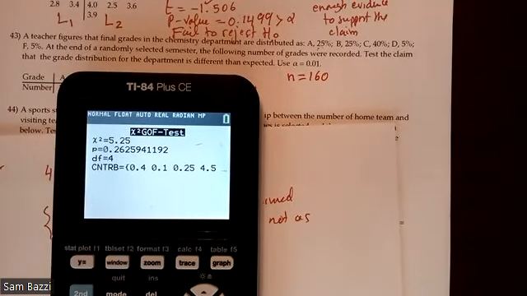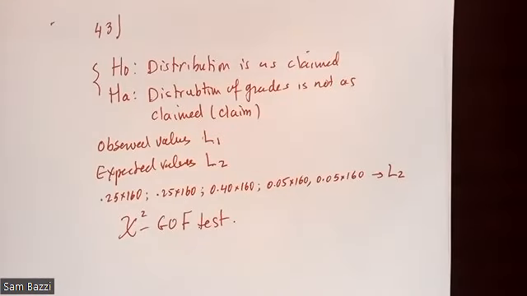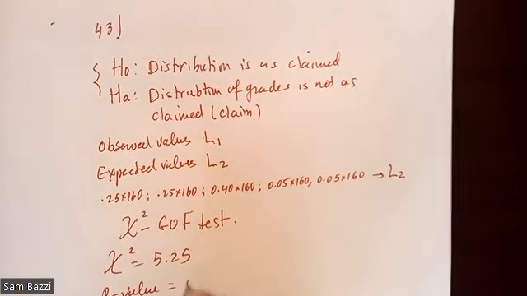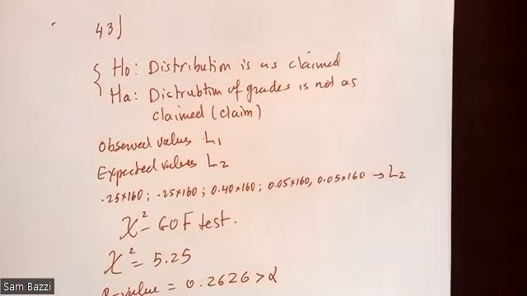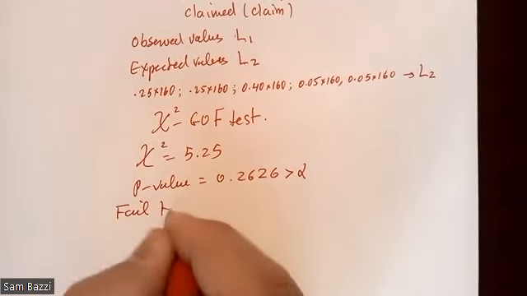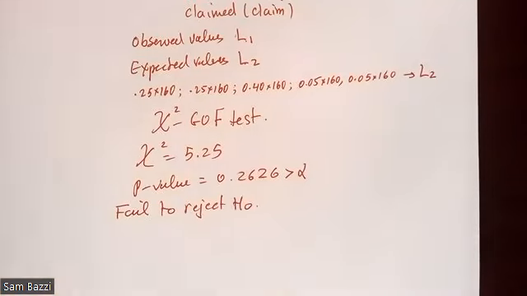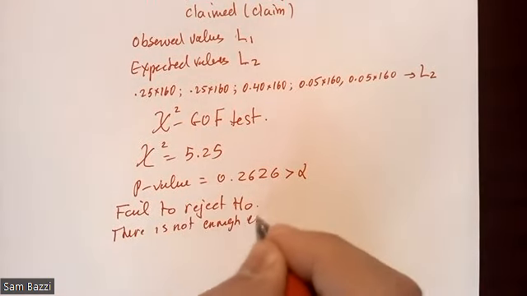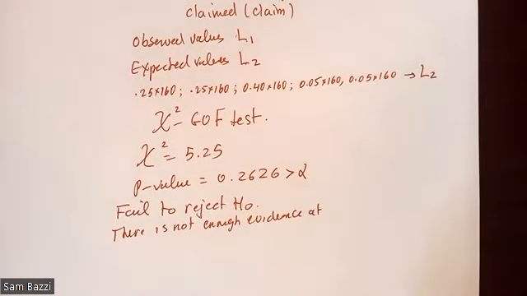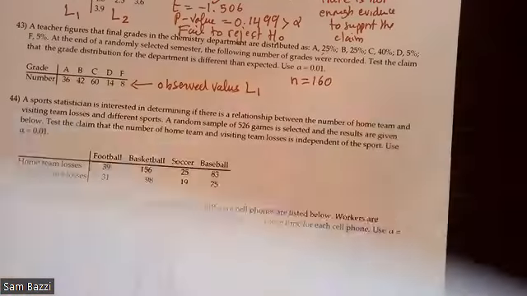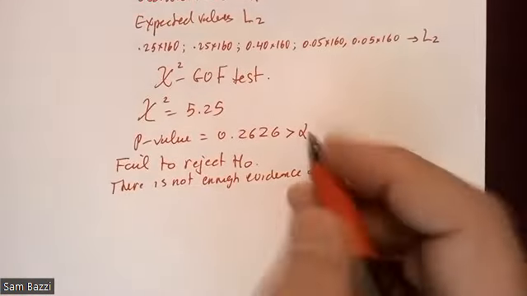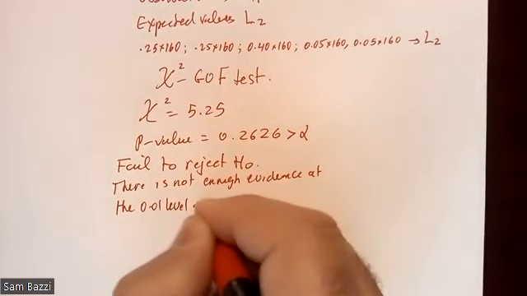So I'm back. So the test statistic is chi-square 5.25. The p-value is 0.2626, which is bigger than alpha. And again, guys, because this is bigger than alpha, we're going to fail to reject H0. And if you fail to reject H0, you say there is not enough evidence at whatever level of significance. What was alpha here? I don't remember. Alpha, guys, was 1%. So not enough evidence at the 0.01 level of significance to support the claim.